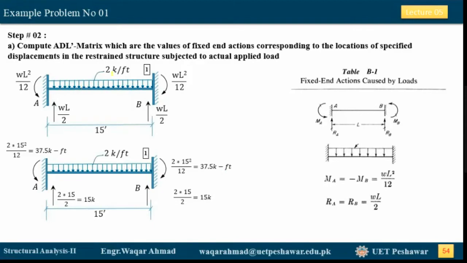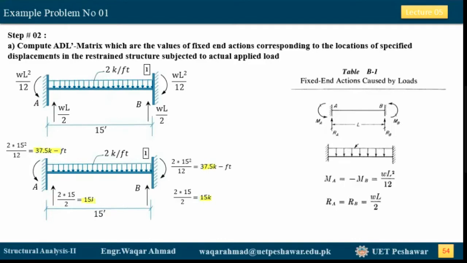Now in this span, this 2 kip per foot uniformly distributed load is acting. So from this, the fixed end actions come as wL squared over 12 at both these ends, and the vertical reactions are equal to wL over 2. When you find the values, it comes out to be 37.5 kip-feet, this 37.5 kip-feet, and these are equal to 15 kips.